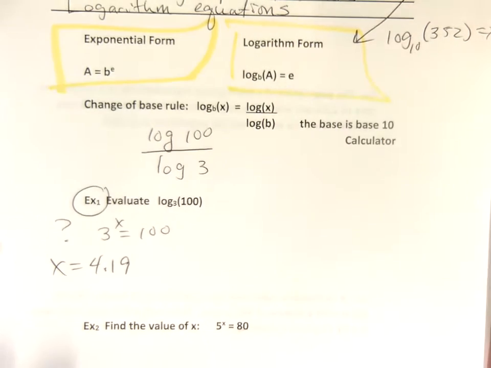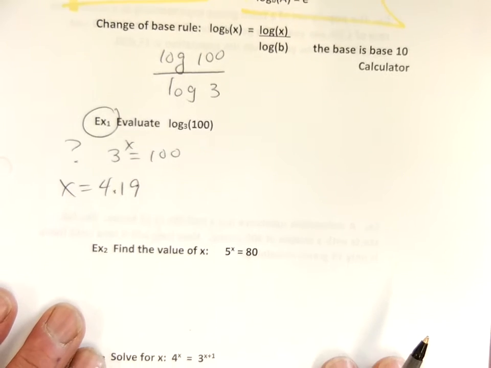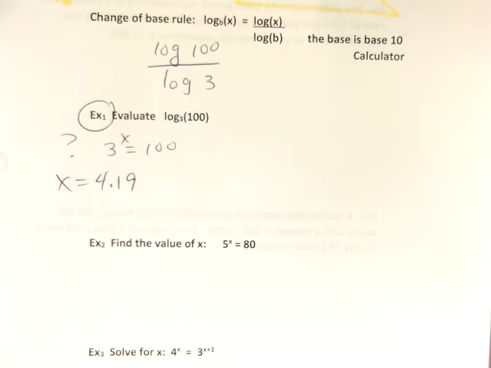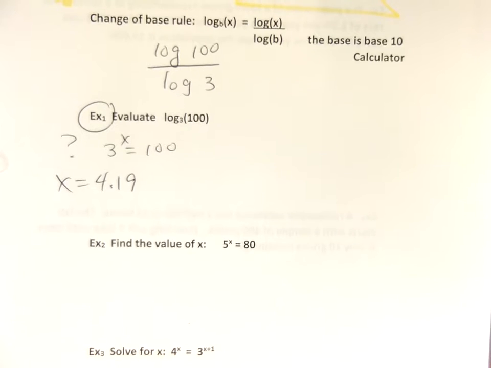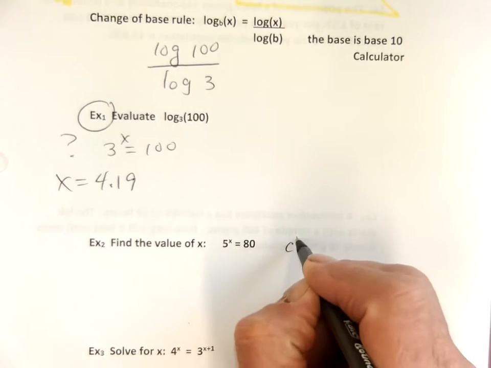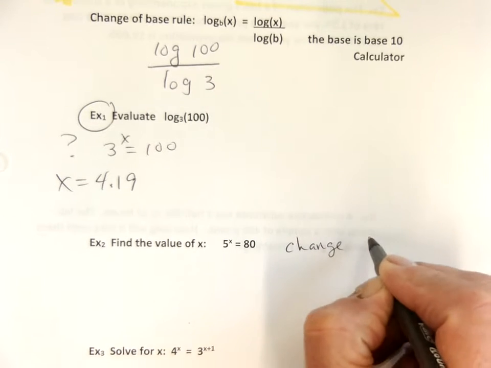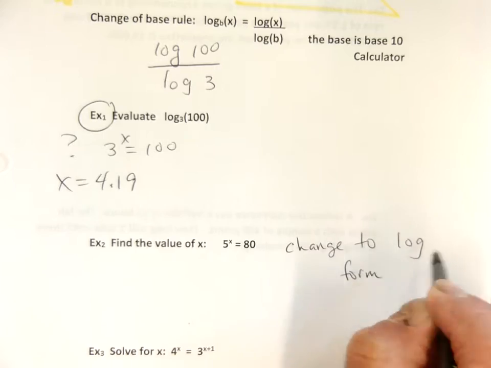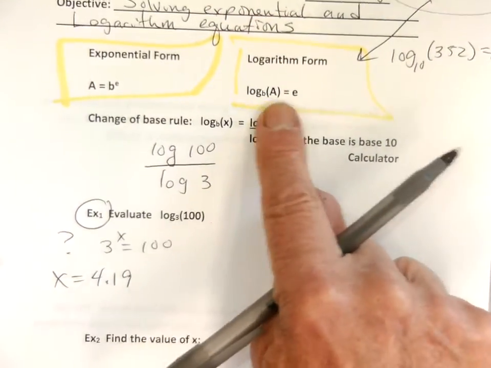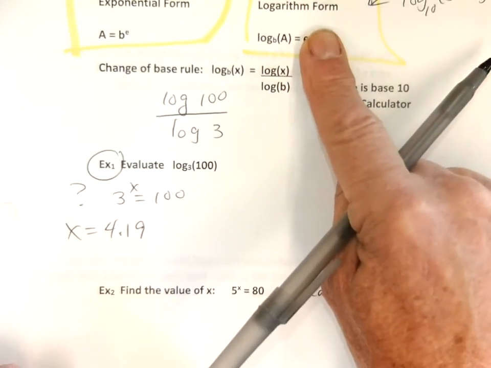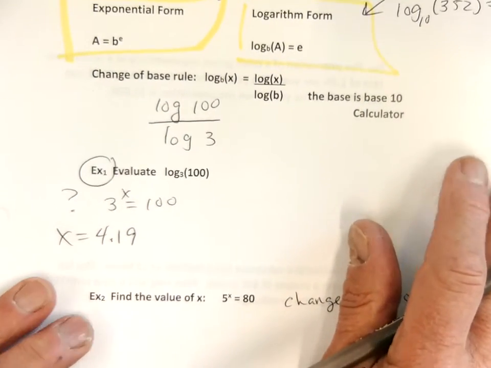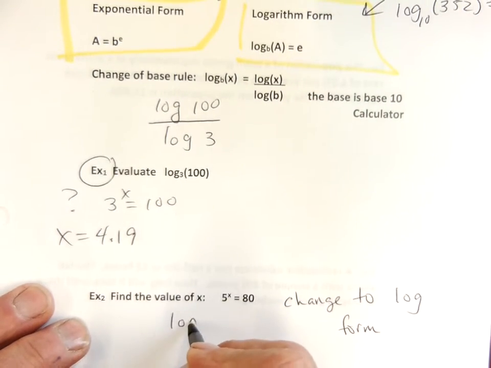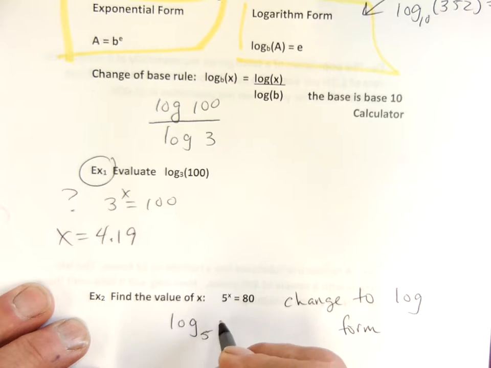Okay, so now, example 2. What do you think about example 2? Find x. You're way ahead of me. I like that. So let's change it to log form. Okay. So here's my log form. I'll change the log form up here. So I'm going to rewrite it as log base 5 of 80 equals x.